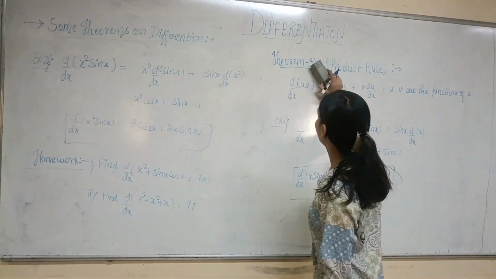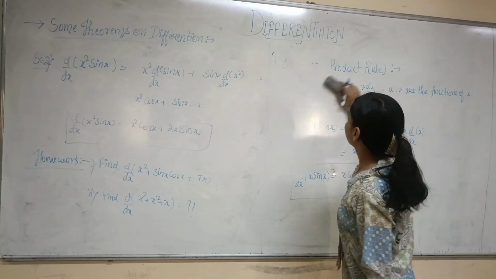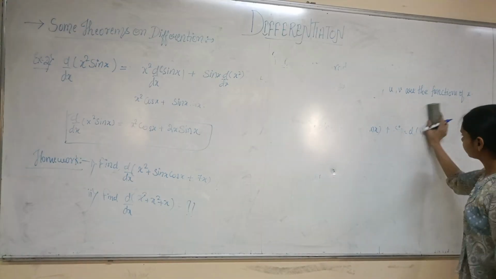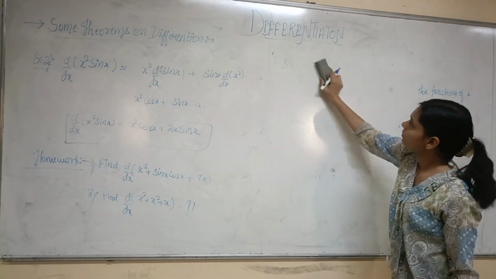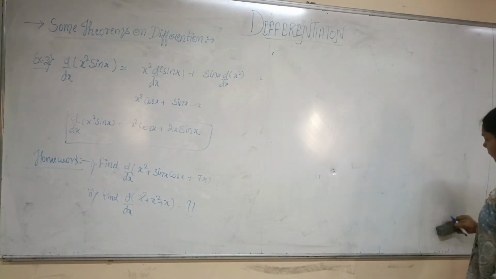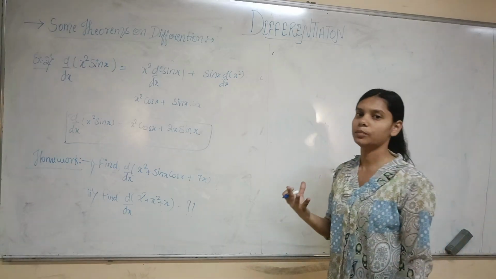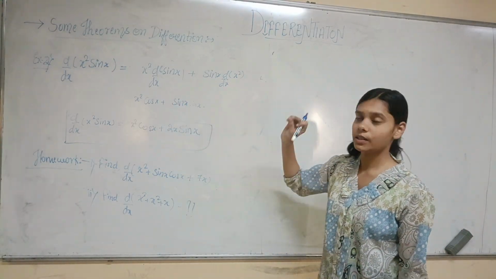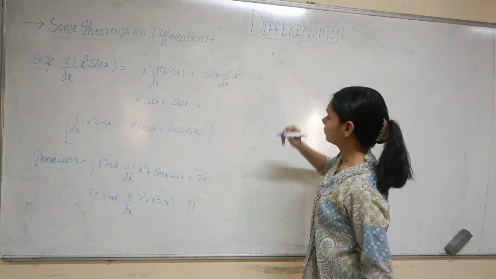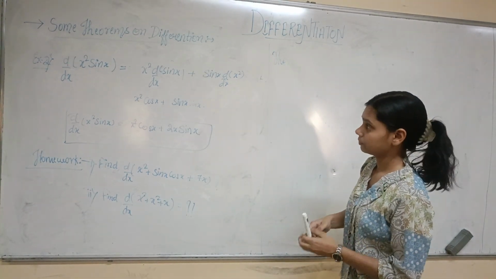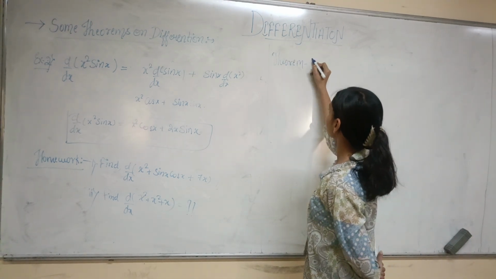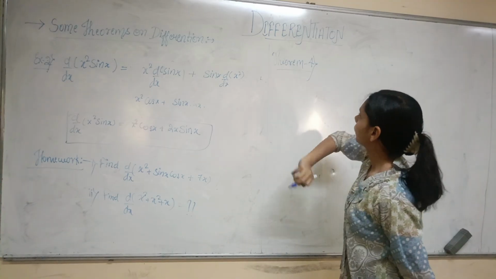Okay, now I am going to write the fourth theorem. This theorem is quite more important than that theorem. This theorem is called the quotient rule. Theorem number 4, quotient rule.